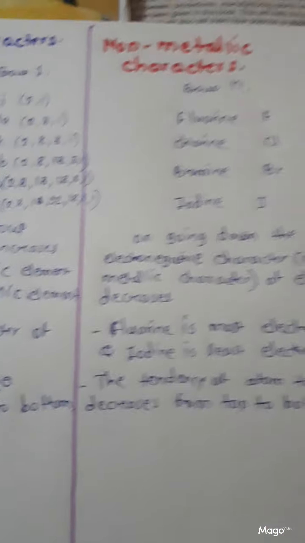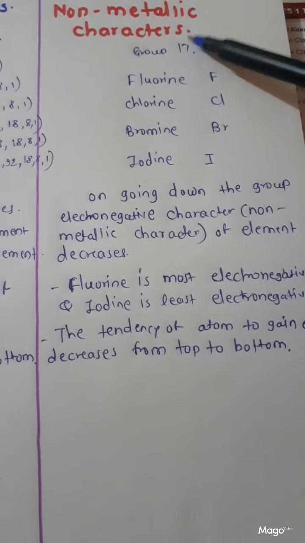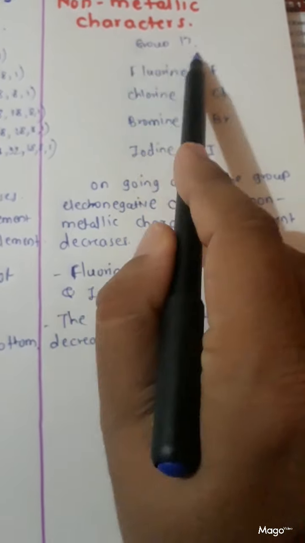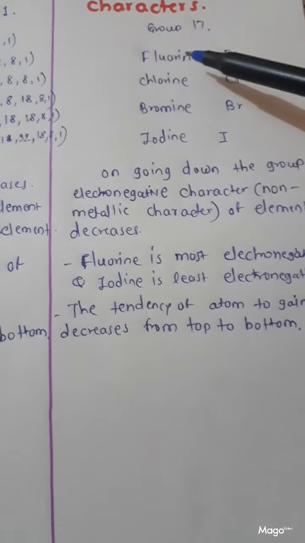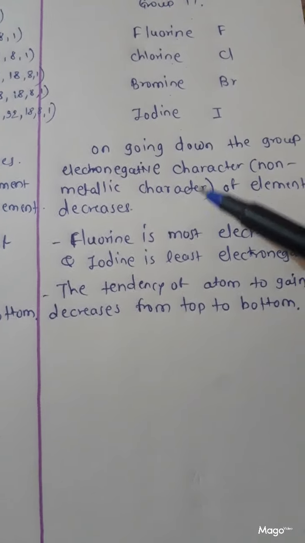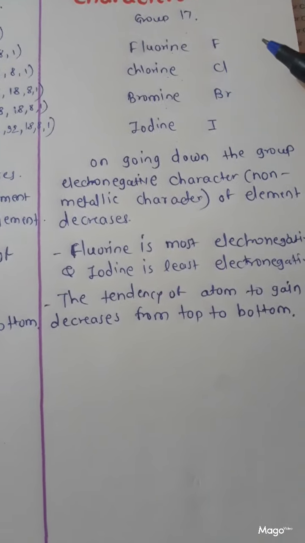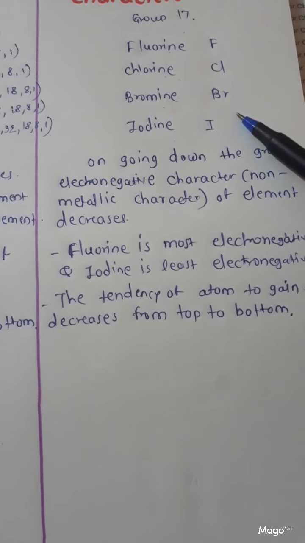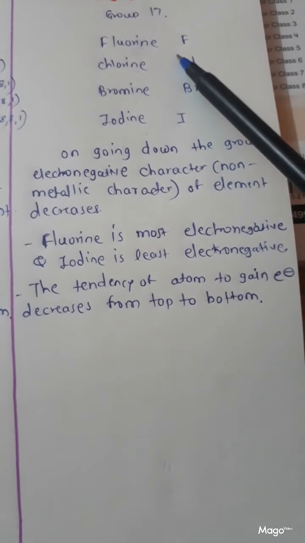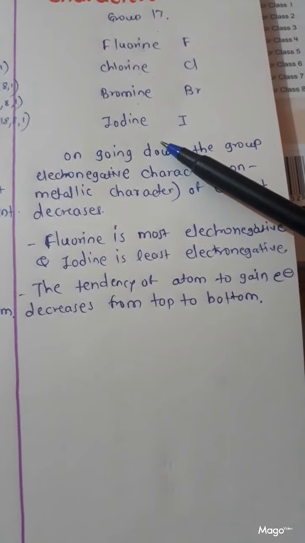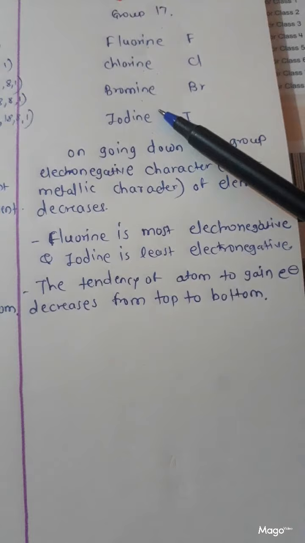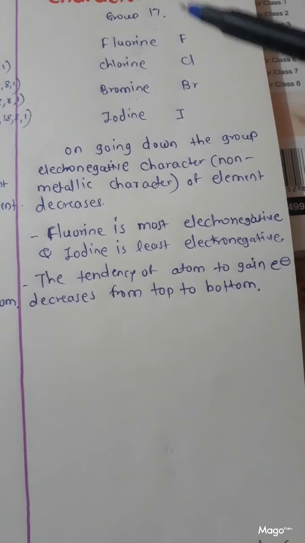What happens to non-metallic character when we are talking about a group? Here I will explain by taking the example of group 17: fluorine, chlorine, bromine, iodine. So on going down the group, electronegative character or non-metallic character decreases. Fluorine is the most electronegative and iodine is the least electronegative. The tendency of an atom to gain electrons decreases from top to bottom.